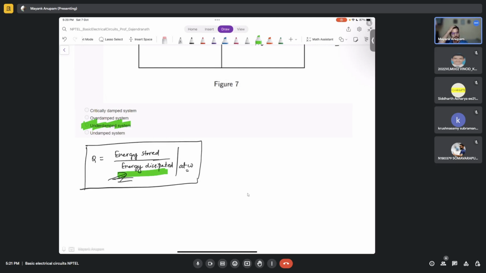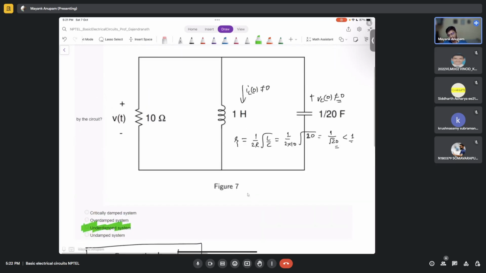You understand? Yes, sir. That is what it means, that is the meaning of quality factor. So that is why in a parallel RLC, if this R becomes very large, it simply becomes an open circuit, right? Then there is only C and L in this circuit, and you know that.